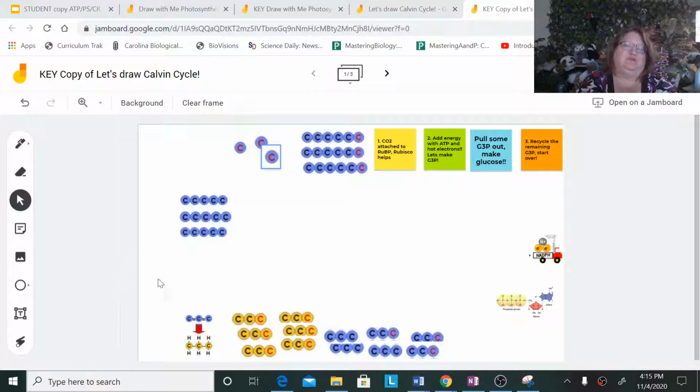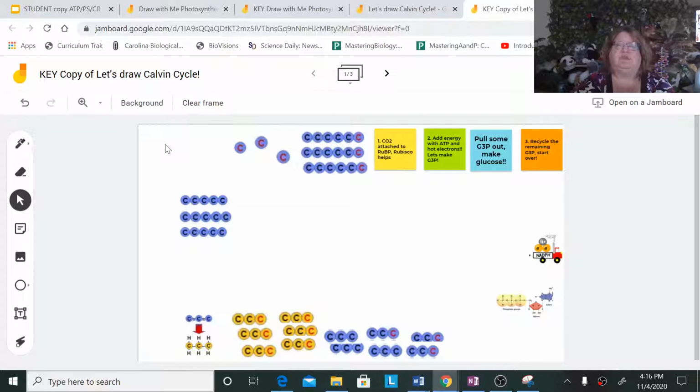This is Miss Dagenford, and we're going to draw a Calvin cycle. I'm hoping the Google Slides are super helpful, but I also know it's very helpful for this concept to actually draw something. If you would rather draw this on a piece of paper, knock yourself out.